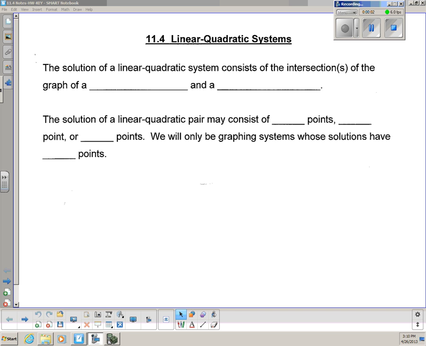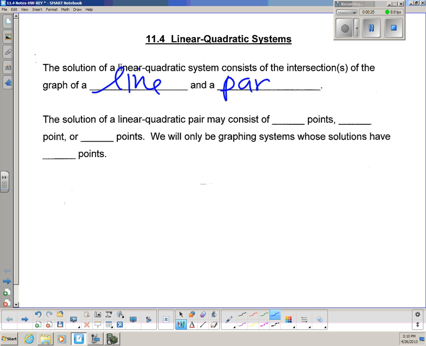So for today's lesson, we are going to deal with linear and quadratic systems, and we're going to deal with them by graphing. This actually should take you back to last year. So the idea of having linear quadratics means you've got a line and you have a parabola. So the solution of a linear quadratic system consists of the intersections of the graph of a line and that of a parabola.